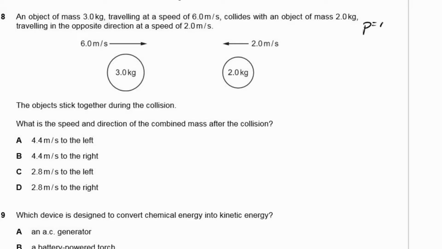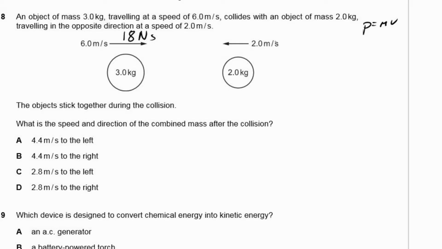So momentum is mass times velocity. Now, if we look at the section on the left, it's coming in at 6 meters per second. It's got a mass of 3 kilograms. The momentum of that object will be 6 meters per second multiplied by 3 kilograms. It will be 18 Newton seconds.